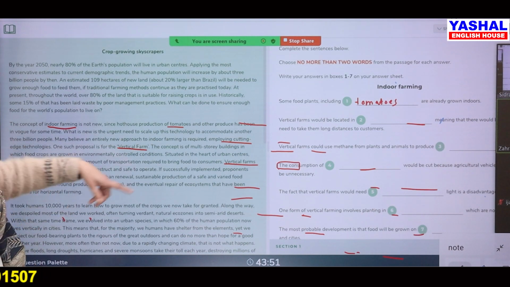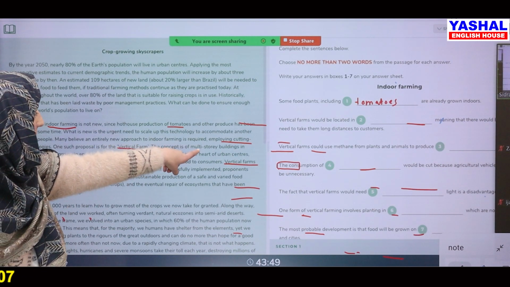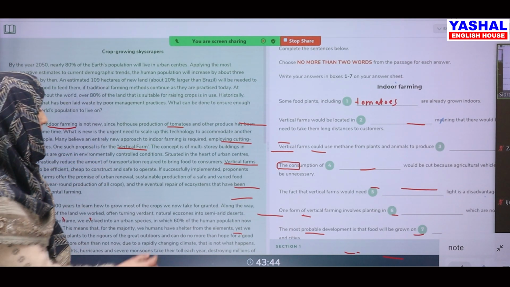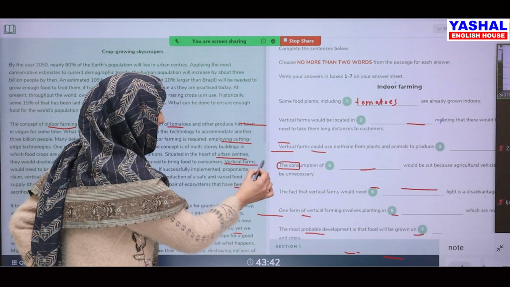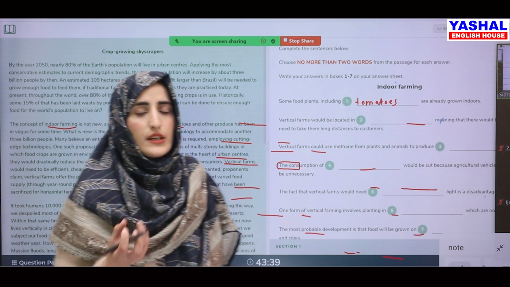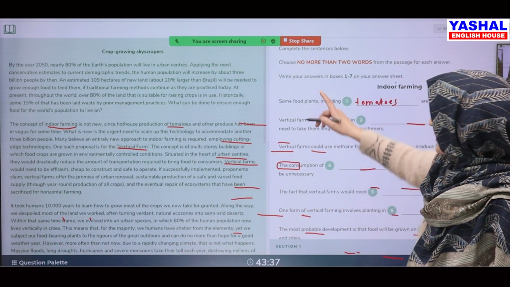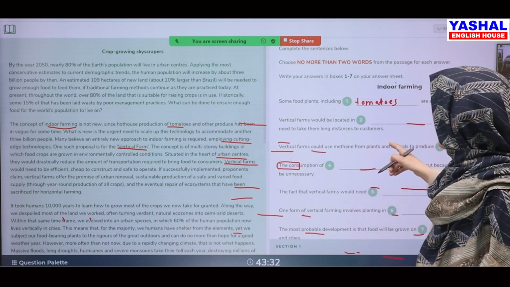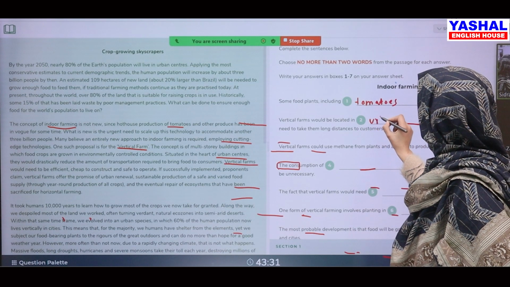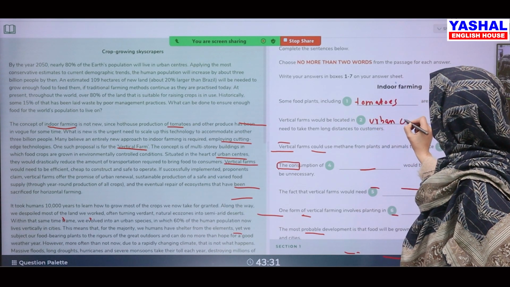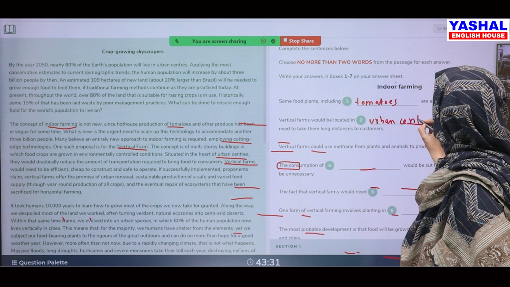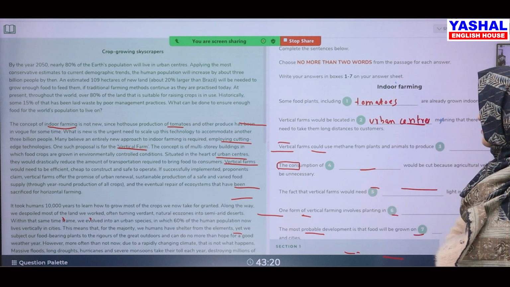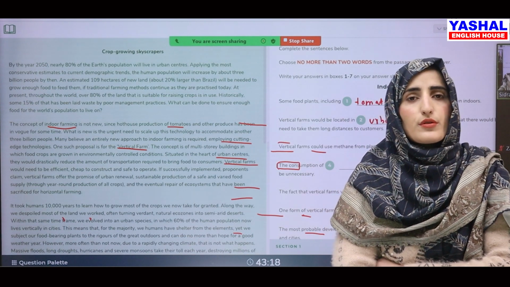Urban centers. Yes. The concept of multi-story buildings in which food crops are grown in environmentally controlled conditions situated in the heart of urban centers. So here the word is urban centers. पहले आपने question read किया था no more than 2 words. It means that you can write here urban and centers. Urban centers.